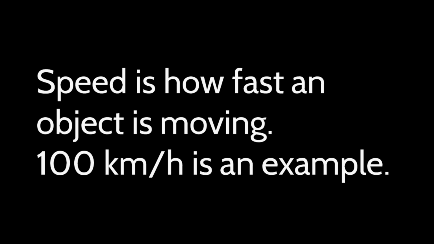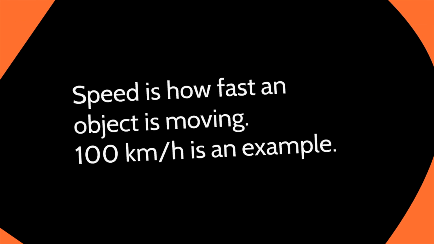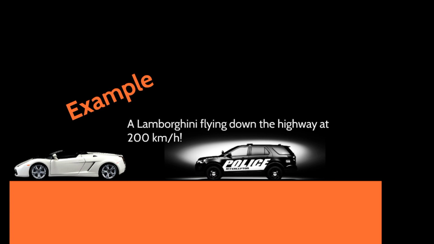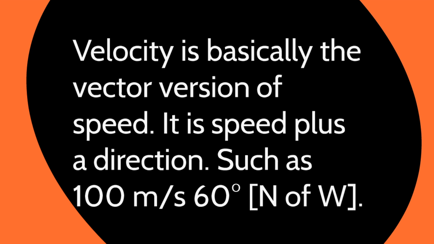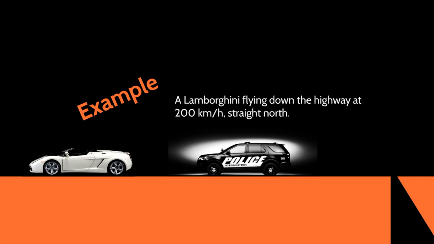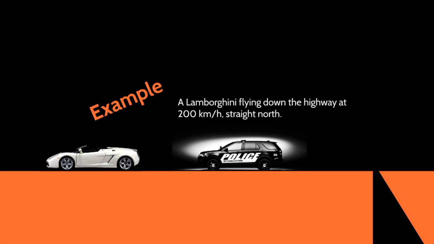Speed. Speed is how fast an object is moving. 100 kilometers an hour is an example, such as a Lamborghini flying down the highway at 200 kilometers an hour. Velocity. Velocity is basically the vector version of speed. It is speed plus a direction, such as 100 meters per second, 6 degrees north of west. An example is a Lamborghini flying down the highway at 200 kilometers an hour, straight north.